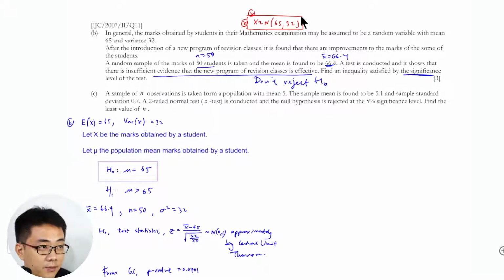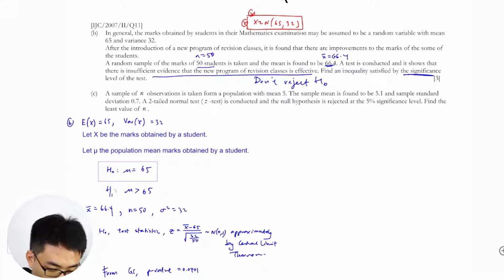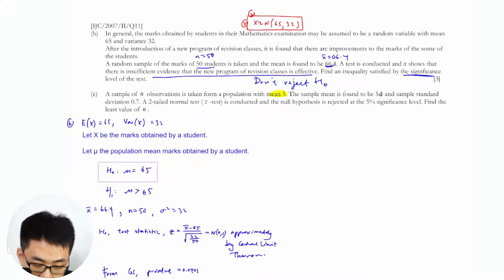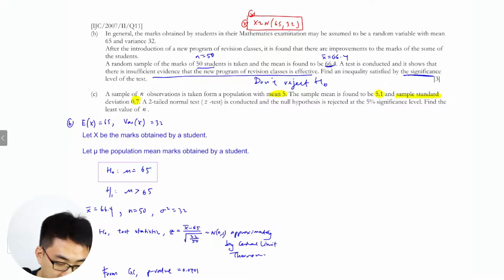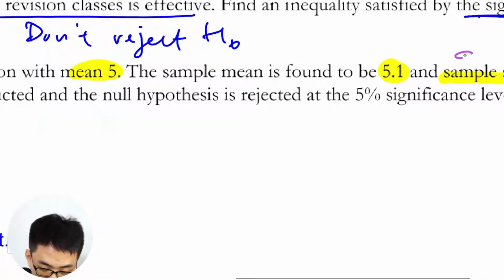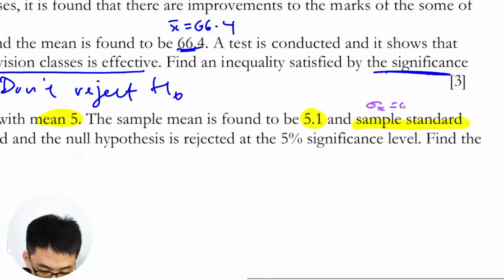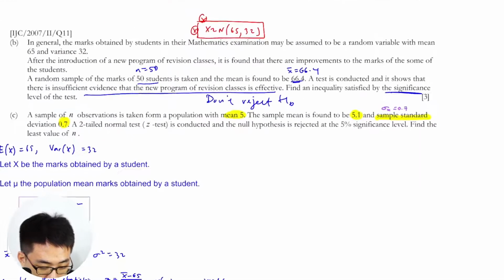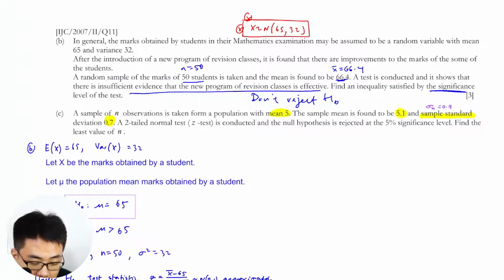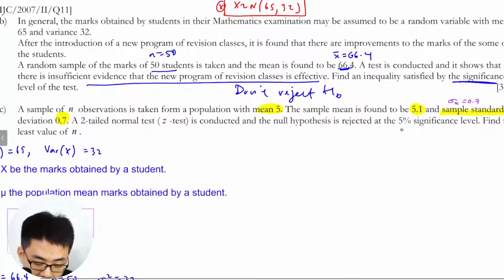So part C, a sample of n observations is taken from the population with mean 5. So the population with mean 5, that is important. The sample mean is found to be 1.5. The sample standard deviation is 0.7. This means that the sample standard deviation itself is actually 0.7. Okay, remember that. Now, a two-tailed normal test is conducted and the null hypothesis is rejected at 5% level of significance. Find the least value of n.